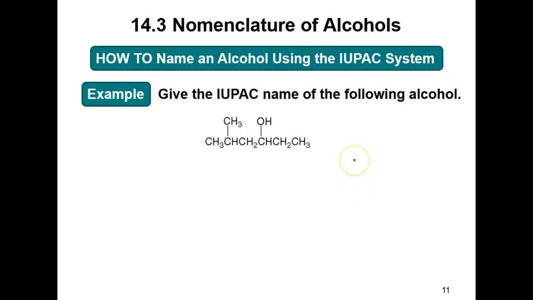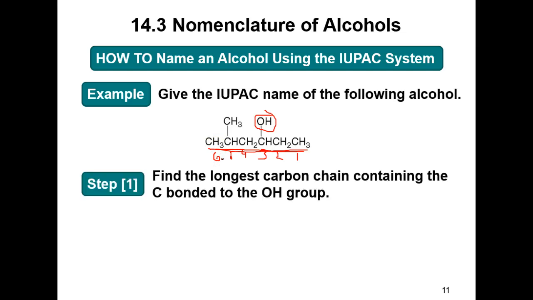Okay, naming. Pretty straightforward. Longest continuous chain that has the OH group on it. So this is our longest chain. And basically, you're going to start counting from the side closest to the OH group. So we're going to start counting right here at that carbon. This is going to be called 1, 2, 3, 4, 5, 6. So 5-methyl, 3-hexanol. I'll go through the slides to show you how you do it and the actual name.